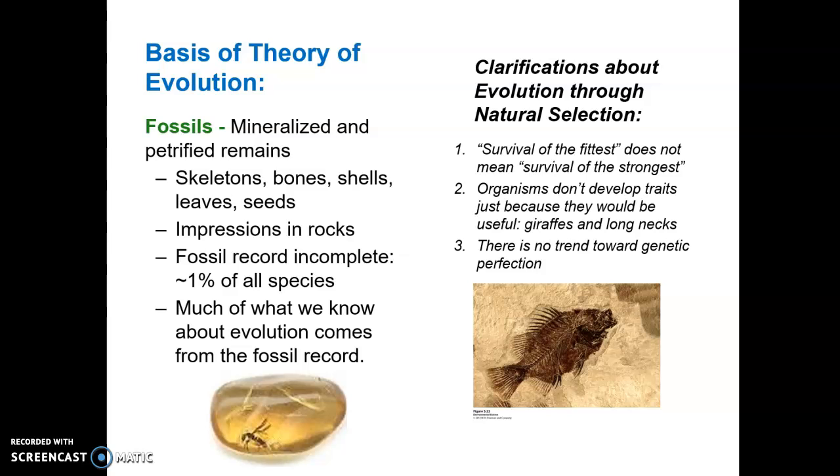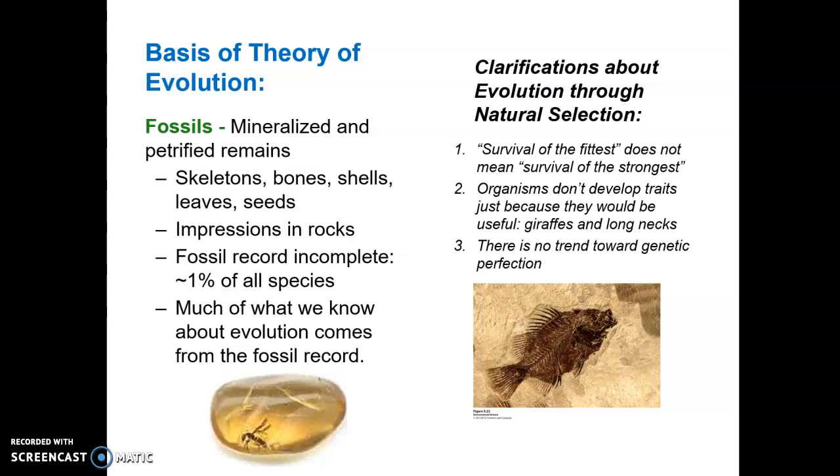And so over long periods of time, those giraffes with the thicker vertebrae and the longer necks were able to survive better because they were able to reach a food source that other competitors would not be able to reach. And so over extremely long periods of time, it would have allowed it to survive, but it wasn't just because it was useful. And the third point is there's no trend toward genetic perfection.